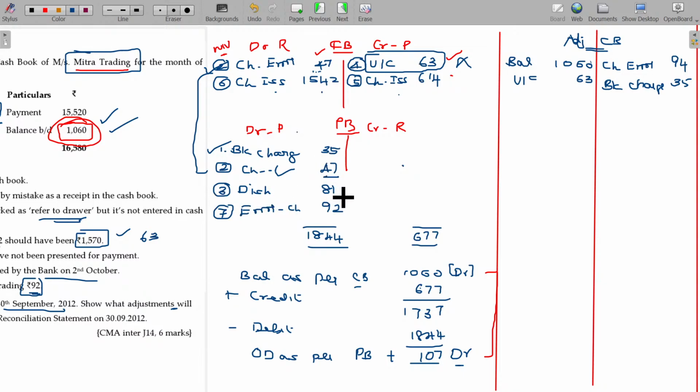And dishonor. I'm not aware about that. One of the checks got dishonored. So as I'm not aware about that, I didn't write it. Now, oh my God, dishonor. Okay, I'll record that. As I'm aware by seeing the statement, I can now comfortably record that. So dishonor of check, value being 81 rupees.